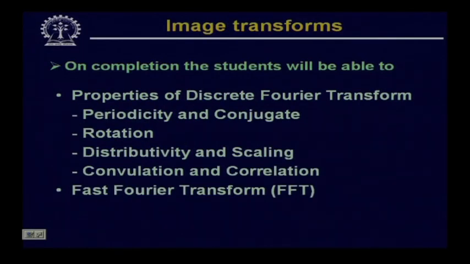In today's lecture, we will see the properties of the discrete Fourier transformation, specifically the periodicity and conjugate property of the Fourier transformation. We will talk about the rotation property of the Fourier transformation. We will see the distributivity and the scaling property, followed by the convolution and correlation property of the Fourier transformation. And then we will talk about a fast implementation of the Fourier transformation, which is called the fast Fourier transform.